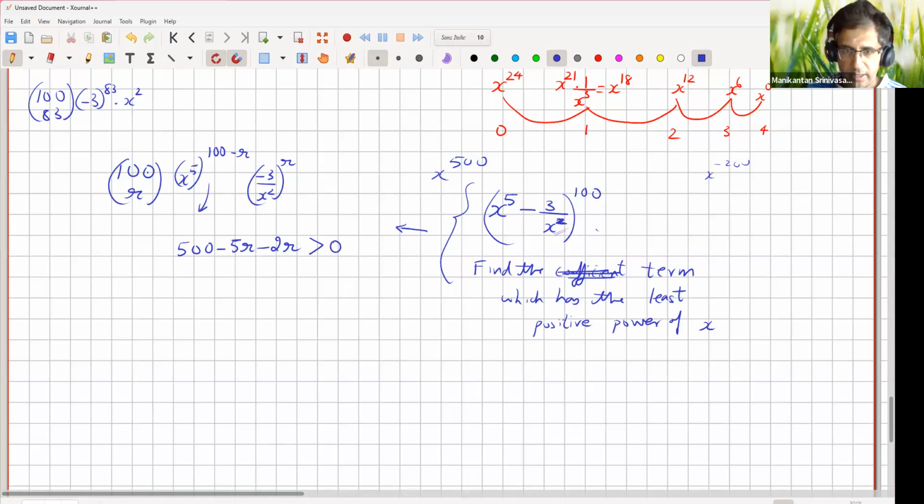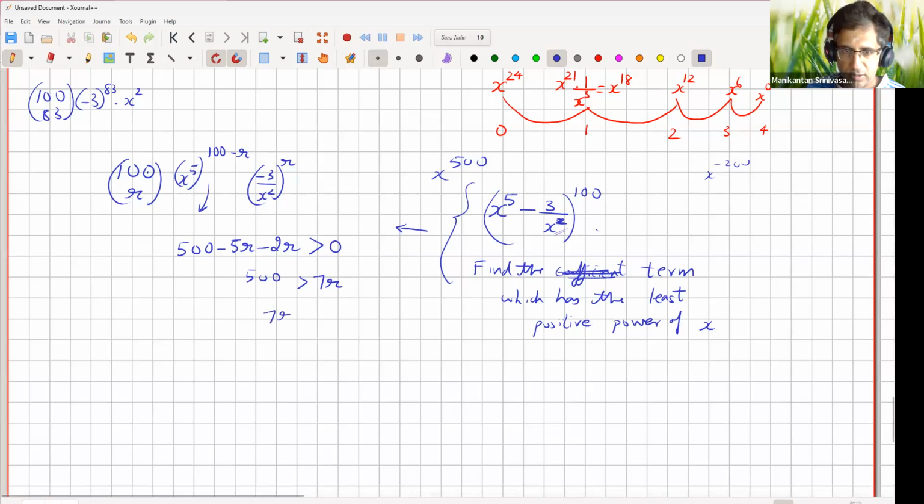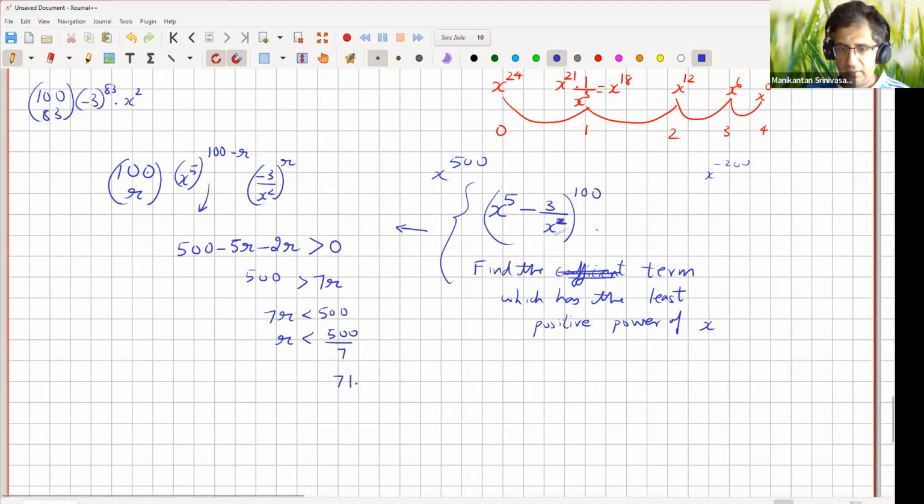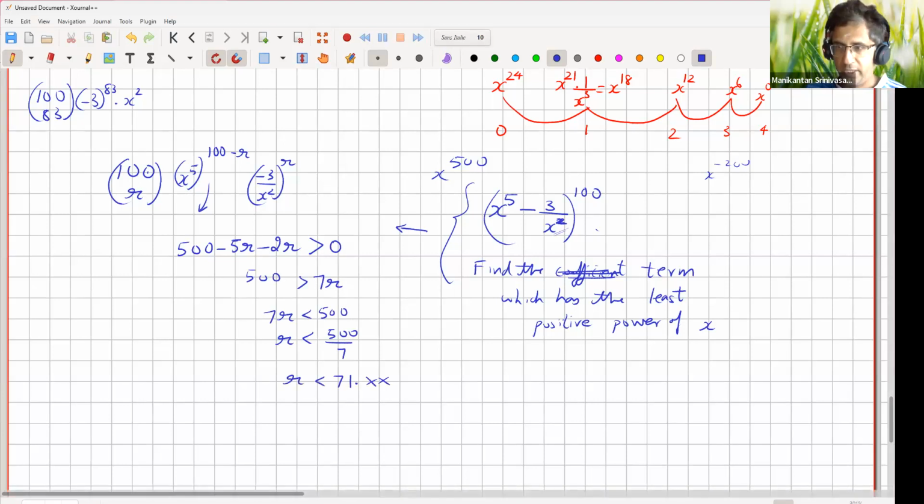So we want this to be greater than 0, right? Which means we want 7r to be less than 500. That means it'll have a positive power of x. So let's test where the limit is. Less than 500 by 7. So what is this? 7 sevens are 49. 7 ones are 7. And then some change. I don't care, right? So r should be less than 71 point something.